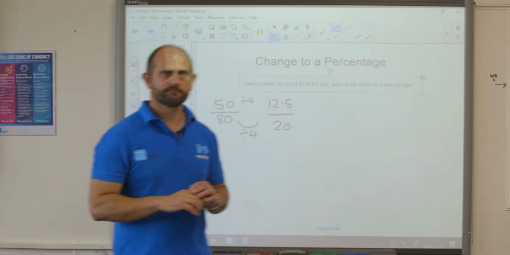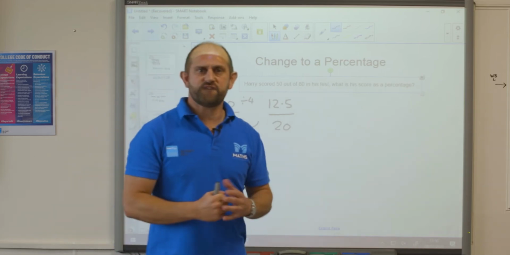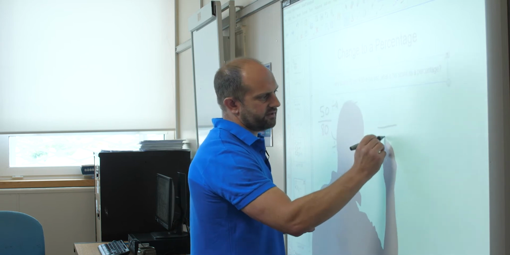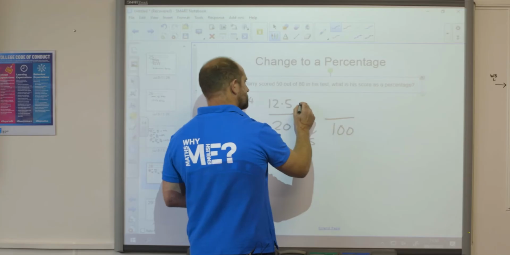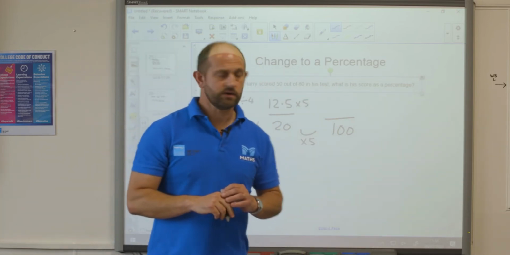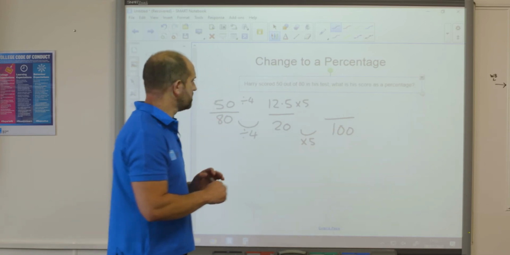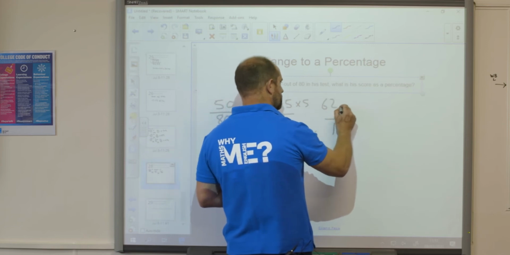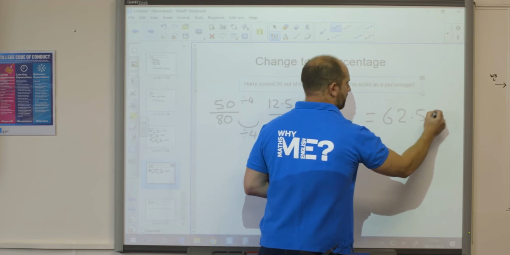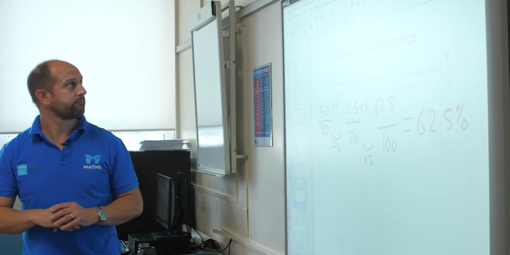12.5. 20 does go into 100 if I multiply it 5 times. So again, times by 5, that gives me 100. So now I'm going to do 12.5 times by 5. Well, 5 times 12 is 60. 5 times 0.5 is 2.5. So therefore, this is 62.5. So Harry got 62.5% as a percentage mark for his test.